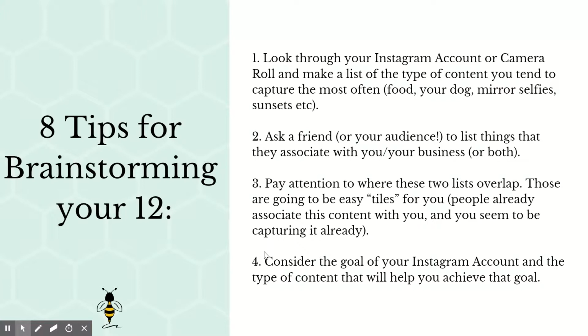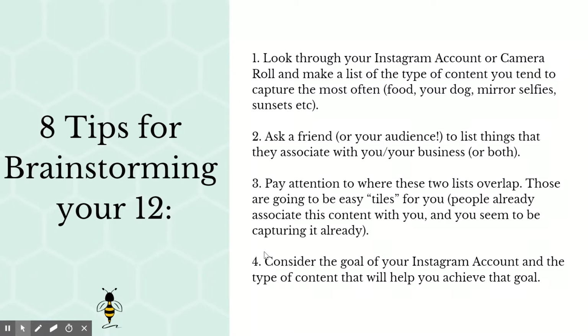Okay, so here are my 8 tips for brainstorming before you kind of come up with your 12 tiles. Start by looking through your Instagram account or your camera roll on your phone, and make a list of the type of content you tend to capture the most often. So food, your dog, selfies, sunsets, pictures of the city you live in, coffee, books, whatever it might be. Even if they aren't necessarily things that you relate directly to your business, just write them down now so that you have them on the list.